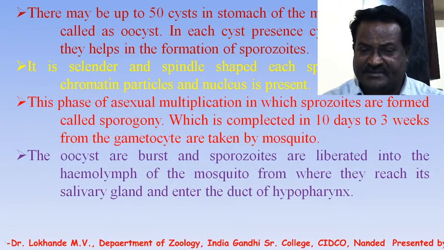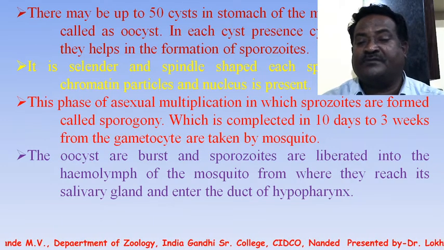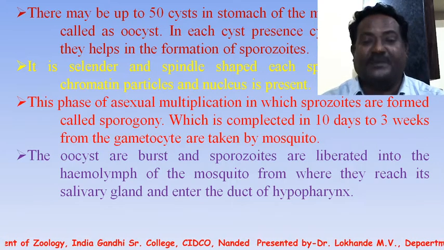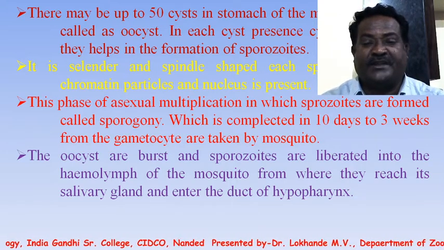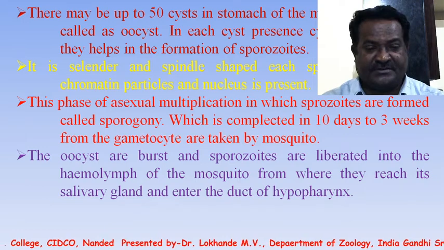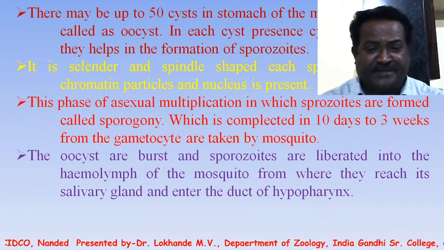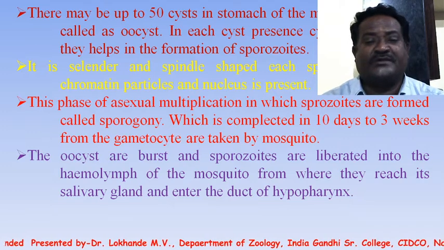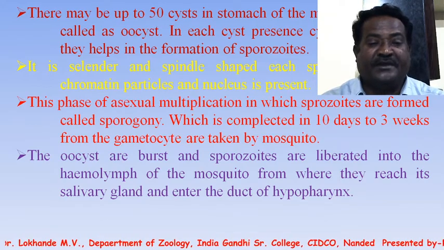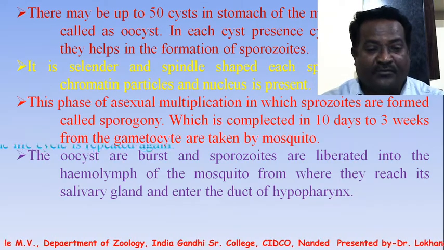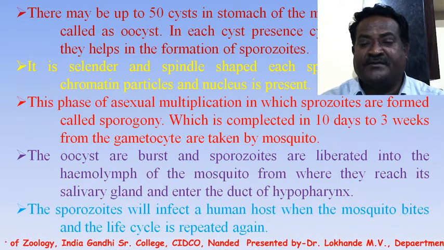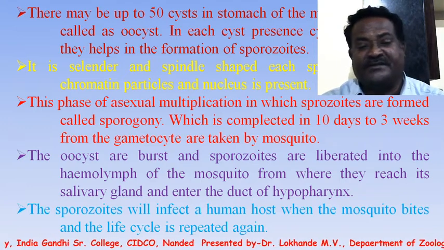You know that the cyst has an outer covering; the oocyst bursts, and the sporozoites are liberated into the hemolymph of the mosquito, from where they reach the salivary glands and enter the duct of the hypopharynx. When this oocyst bursts, many, thousands of sporozoites are liberated from the oocyst, and they come into the salivary glands and enter the hypopharynx. These sporozoites will infect a human host when the mosquito bites, and the life cycle is repeated again.